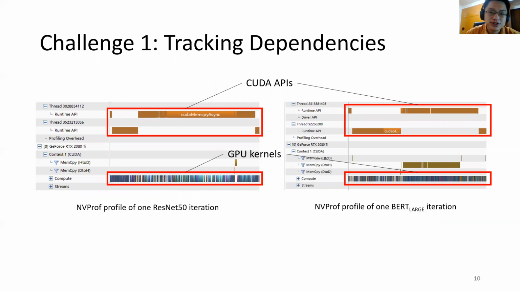So the first challenge is that Daydream has to check dependencies across thousands of low-level traces and across different hardware. Here are two figures showing the kernel-level traces of training ResNet 50 and BERT large models. There are thousands of GPU kernels and CUDA APIs invoked in just one iteration. Hence, Daydream needs to construct a graph that is potentially extremely complicated.